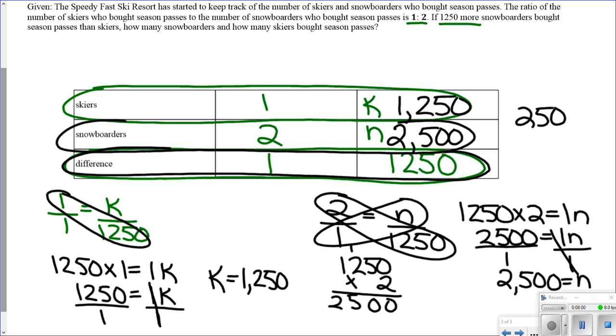Checking to make sure that the difference is what I started with in the original problem: 0 minus 0, need to borrow, 10 minus 5, 4 minus 2, 2 minus 1. It checks.